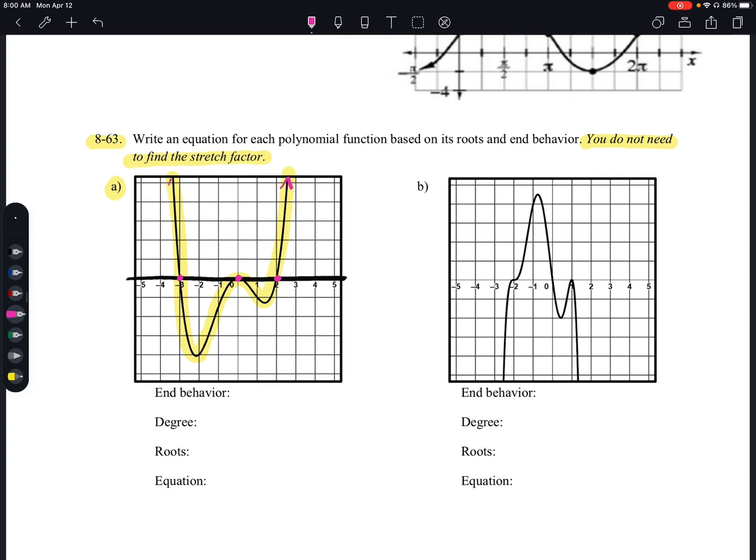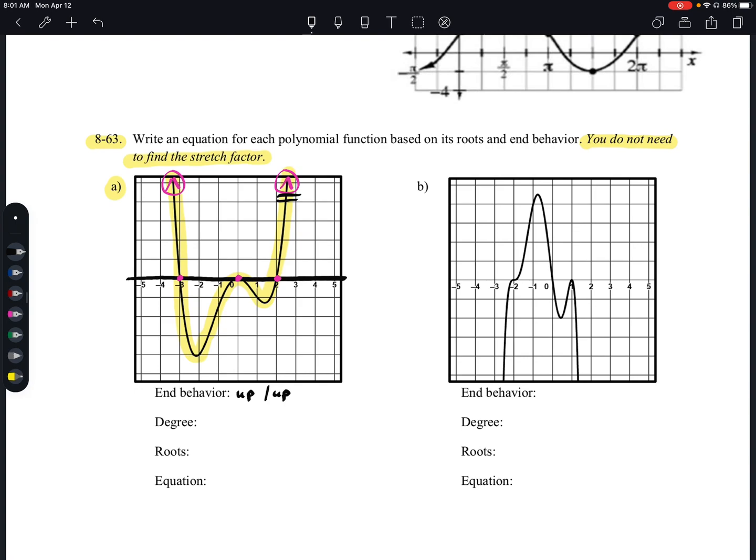It asks us for our end behavior first, so we can say that it is going up, up. And that tells us that it has a positive orientation, because of the right side. And it tells us that our degree would be even because the end behaviors are the same. Now, before we write down our degree, let's write down our roots.